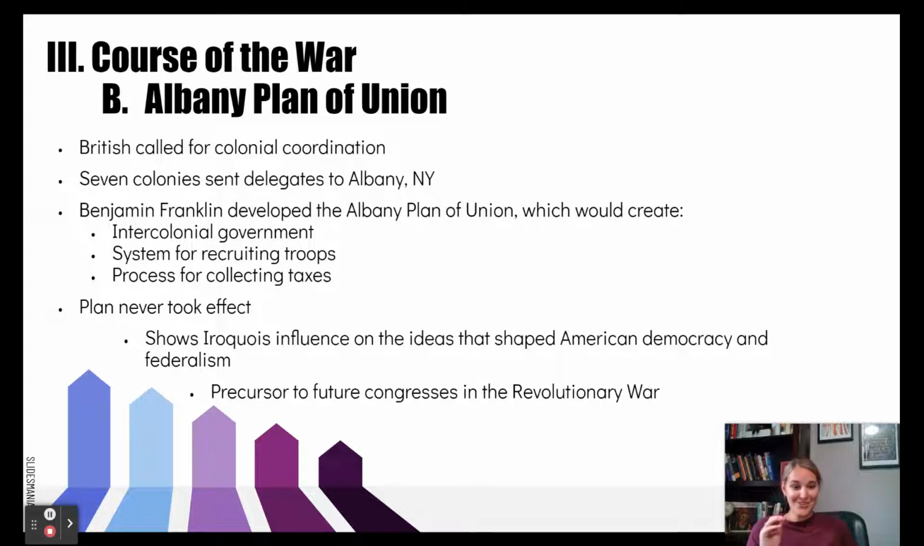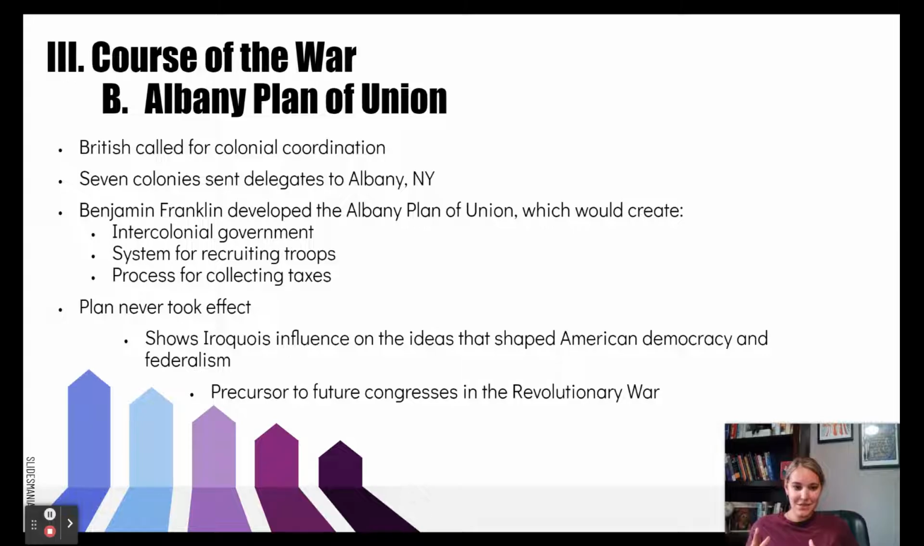But the plan never took effect because the colonies really value their independence. They don't want to be forced to send troops. They don't want to have to pay for this war. They see, especially some of the more southern colonies, this as a British problem.